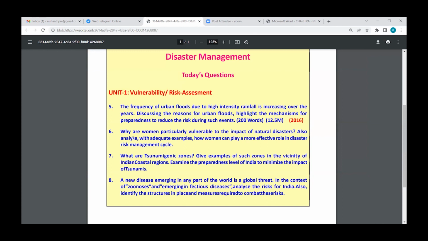Next, what are tsunami-genic zones? Give examples of the zones in the vicinity of the Indian coastal region. Examine the preparedness level of India to minimize the impact of tsunamis. So an exclusive question on tsunami. Please give the framework. What are tsunami-genic zones? Basically, those zones which are extremely prone to tsunamis are the tsunami-genic zones. So what are those zones within the vicinity of India?